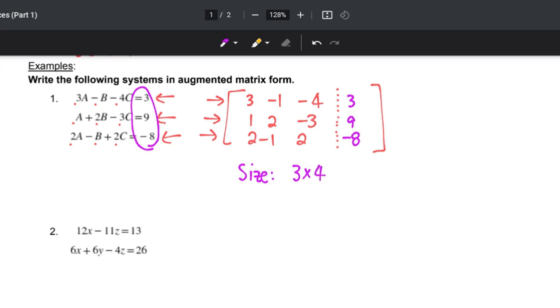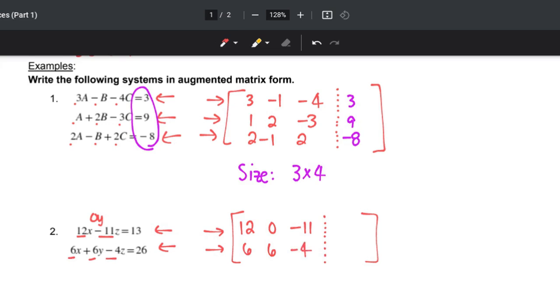All right, in the second example, we have only 2 equations. So since we have 2 equations, we're going to set up 2 rows. And now there are 3 variables. There's 12x, there's no y in this first equation, and there's -11z. So when we put this in our matrix, we're going to do 12, 0, and -11. And then for the second equation, we have 6, 6, and -4. So make sure that when you set up your variables part of the augmented matrix that all variables are represented, even the ones that you don't actually see in the equation.